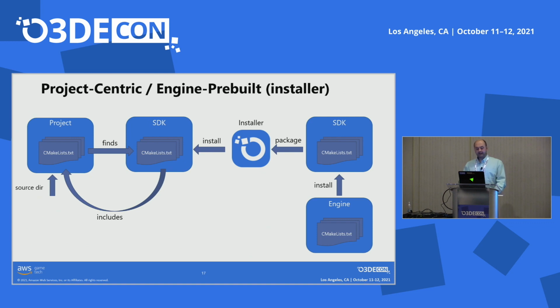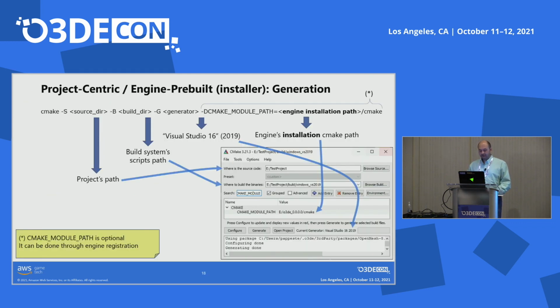And then for finding that, it's exactly the same. So the project, we indicate the project as a source dir that finds the SDK that was installed. So here what we are going to see as a difference is that instead of passing the path to the engine source, we're going to pass the path to where we have installed that SDK. And then the SDK ends up including the project. That's the same. So here, the only difference is that we are passing in that CMake module path, we are passing here O3DE underscore 0.0.0, which is where I have installed the engine, slash CMake, that's where the find file is.